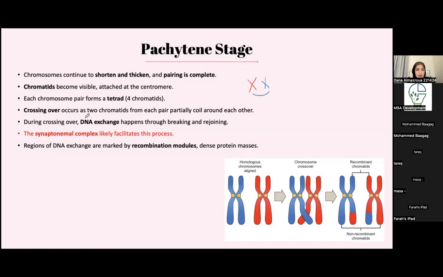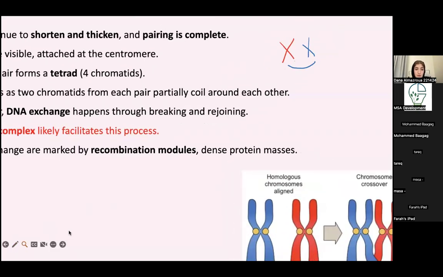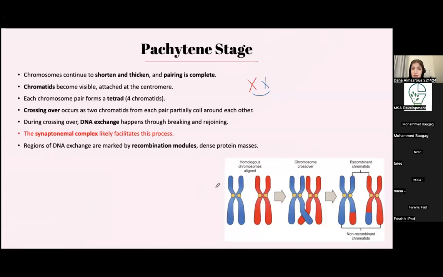Now, crossing over occurs as 2 chromatids, one from each pair, partially coil around each other. If you look at this picture here, it would make way more sense. Let's take these chromosomes and put them here. So these are the homologous chromosomes aligned, one coming from the mother and one coming from the father.